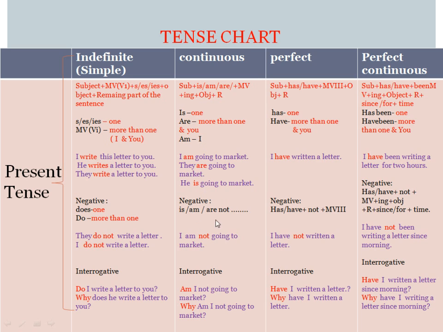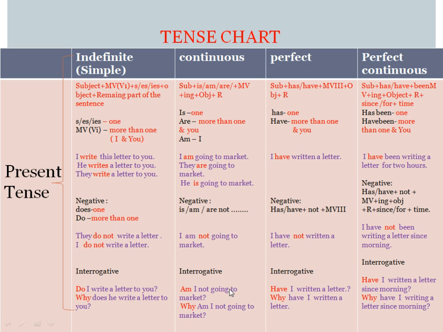For negative, we use not after is, am, are. Look here, I am not going to market. We use not just after am. Interrogative, am is showing that it is present continuous tense, but the sentence is also interrogative because it is asking for some information.